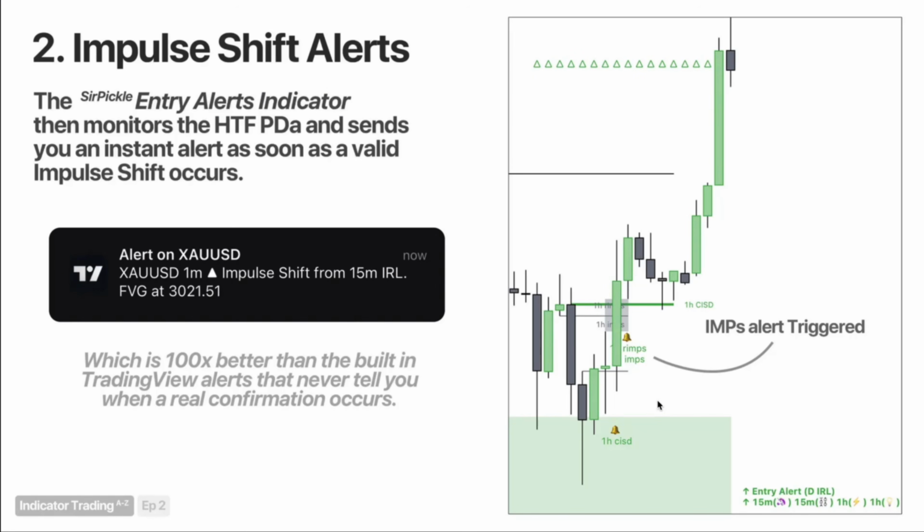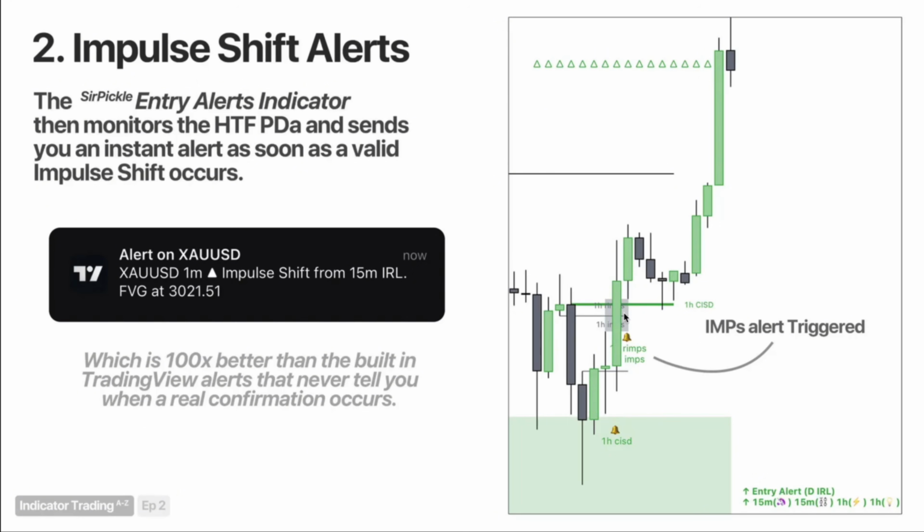So we highlighted the daily fair value gap right here. Remember, off a daily, we're looking for 1-hour impulse shifts. You would get this on your chart. Once this bell appears, that is the indicator signaling to you that it has sent the alert and recognized an impulse shift. And what the indicator will also do is it will draw it out for you. So as you can see, it drew out the rapid impulse shift right here.